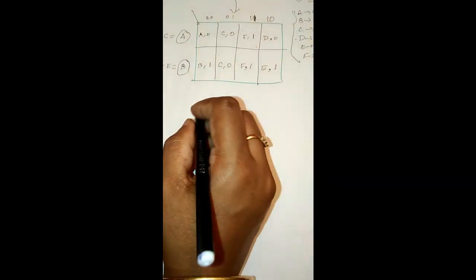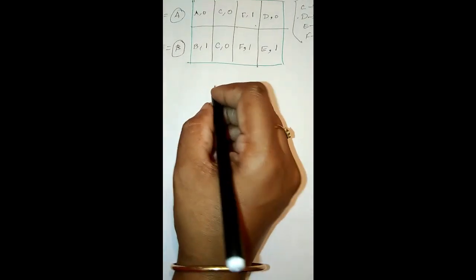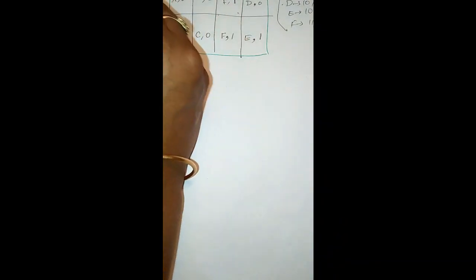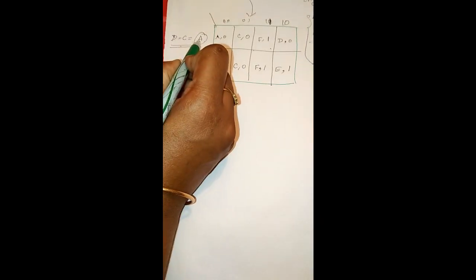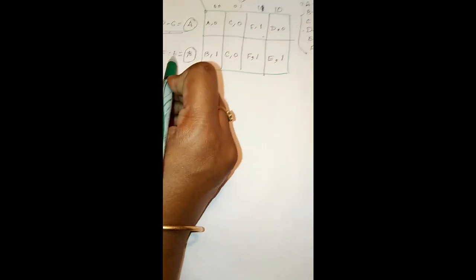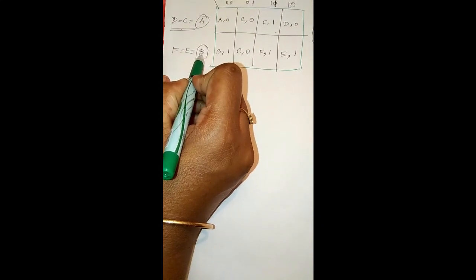Now after this, as we know that DC is equal to A, I can replace this C. DC is equal to A from the merger graph, and EF is equal to B from the merger graph, right?